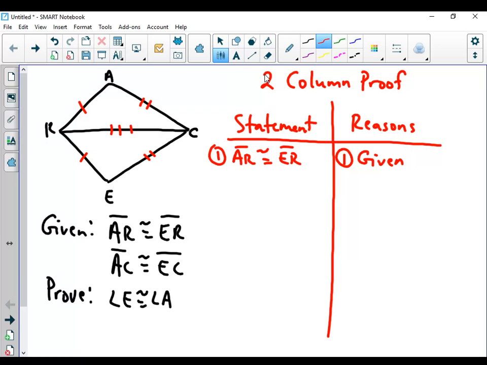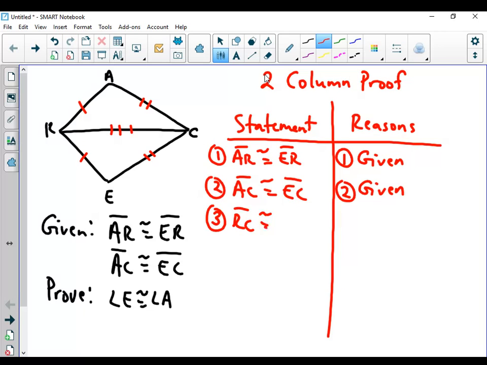Then probably the next thing would be this fact that AC and EC are the same. And that's by the same reason. All right, then the next piece of information you marked was the fact that that center line, RC, was reflexive. Let me make that statement. And from those three statements, we were able to make the conclusion that we had congruent triangles.